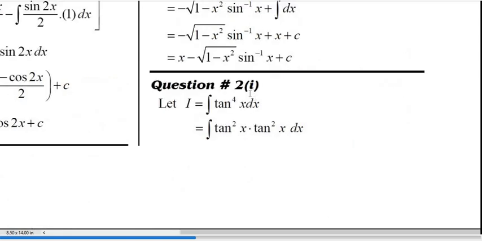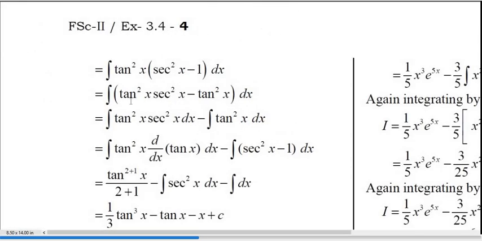Question number 2, part number 1. Let I be equal to integration of tan 4x d of x, which can be written as integration of tan square x multiplied by tan square x d of x. Integration of tan square x as it is, and in the place of the second tan square x we can write secant square x minus 1, because we know that tan square x is equal to secant square x minus 1, into d of x.